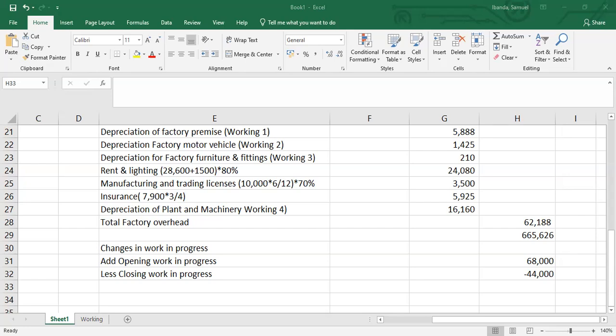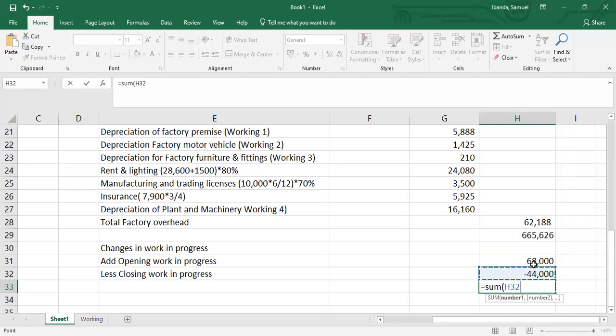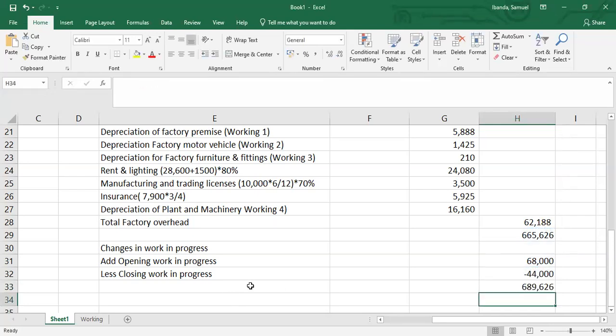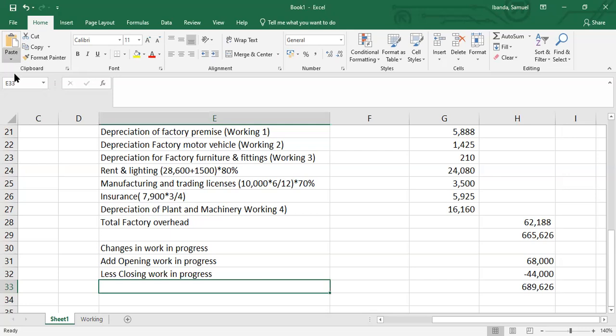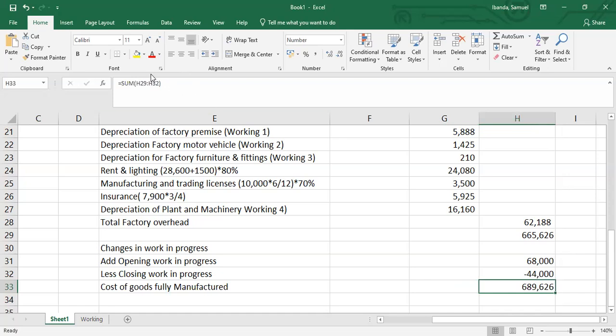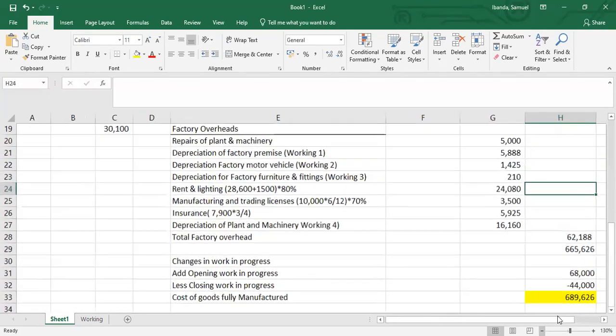You can get your goods fully manufactured. So it will be a summation of this, which gives us 689,626. That is what we basically get right there. And that is our last figure here.